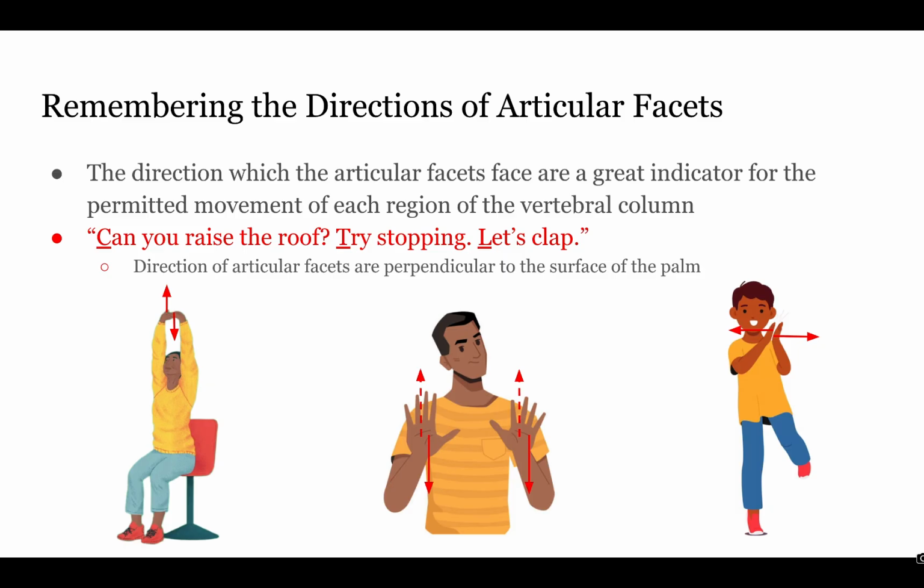And finally, for the lumbar region of the vertebral column, we can place our hands together in front of us as if we were clapping, and from this we can deduce that the directions of the articular facets for the lumbar vertebrae face medially and laterally.